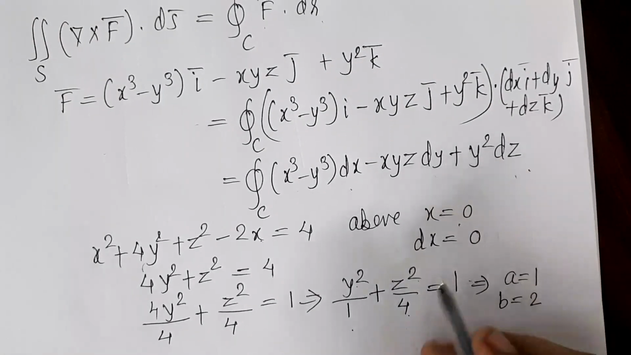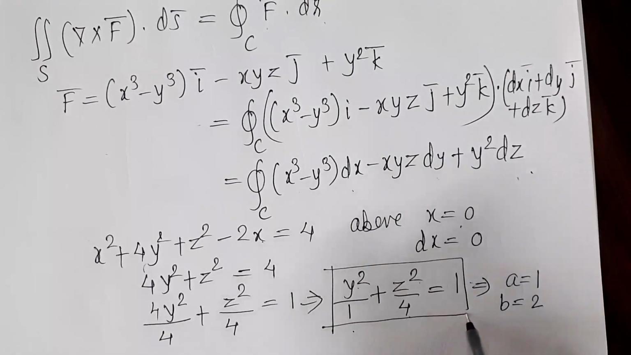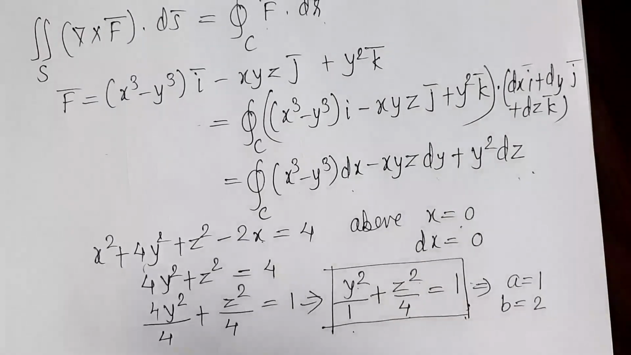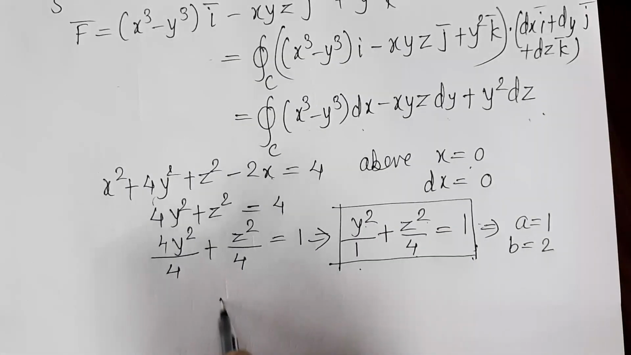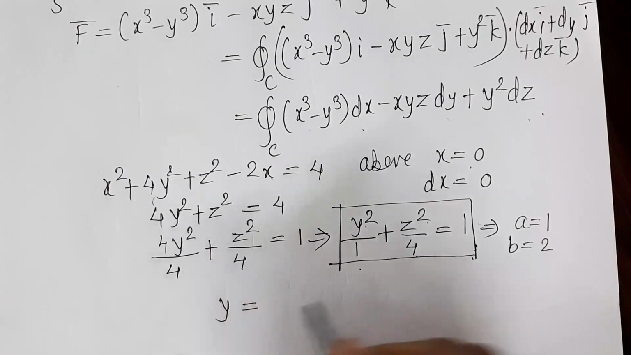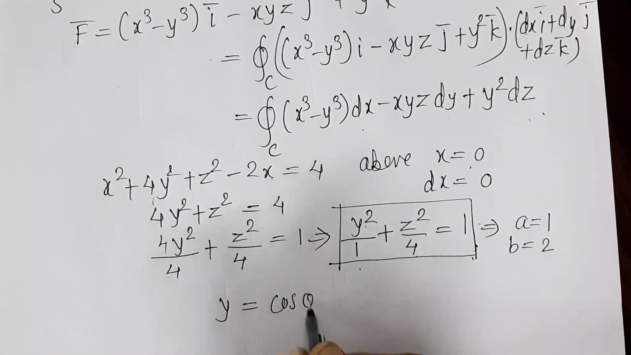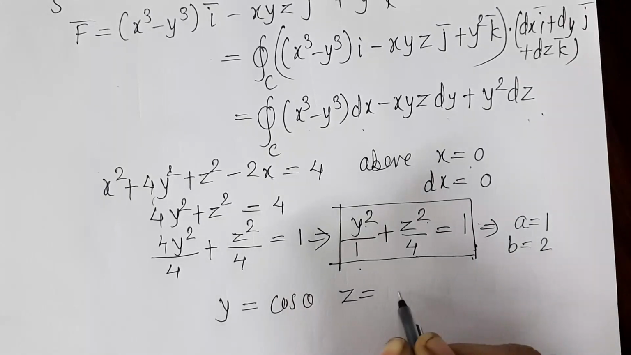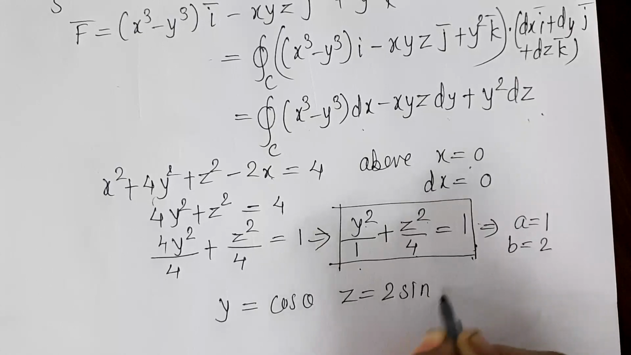Now we got the shape of the surface, it is an ellipse. Now to convert this ellipse into one coordinate system, for that we use the elliptical coordinate system. Now what is the elliptical coordinate system? Substitute y is equal to a cos theta and z is equal to b sin theta. So a is 1, so y is equal to cos theta and z is equal to b sin theta. So b sin theta means 2 sin theta.